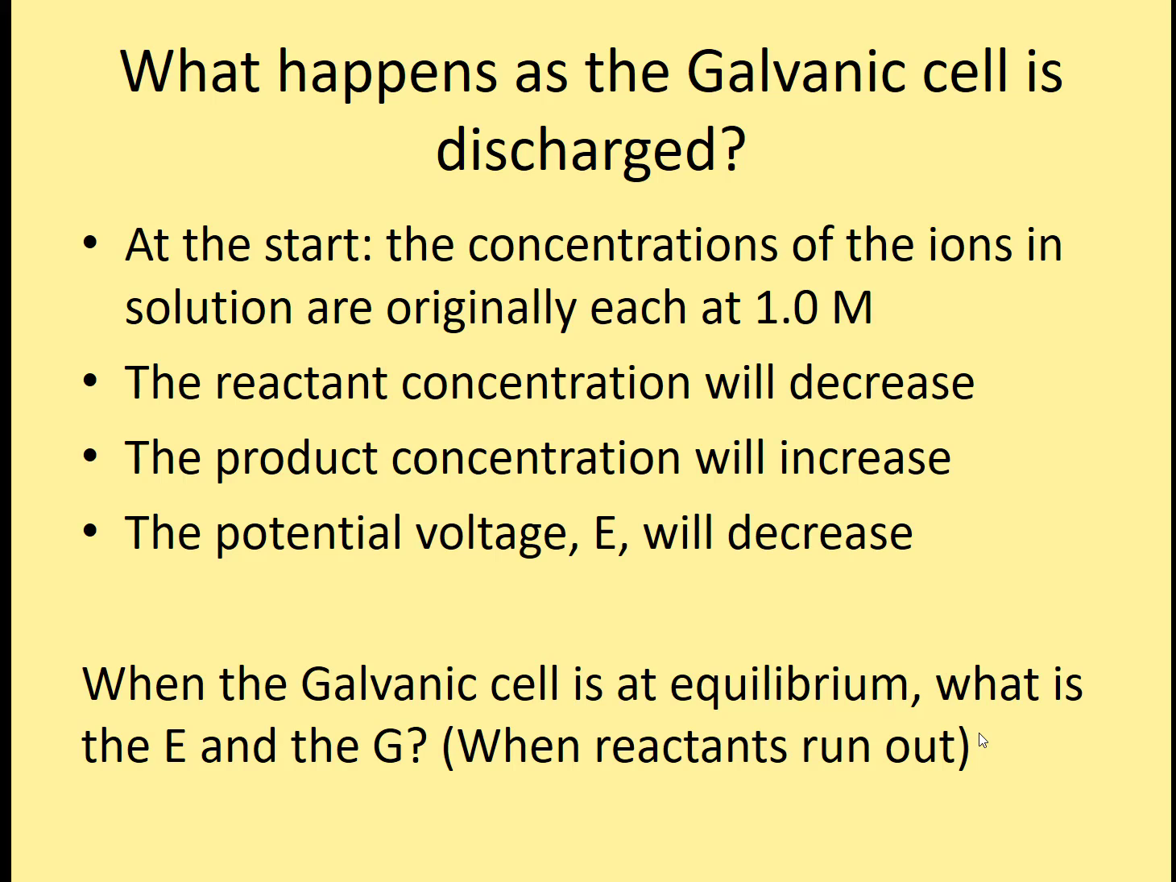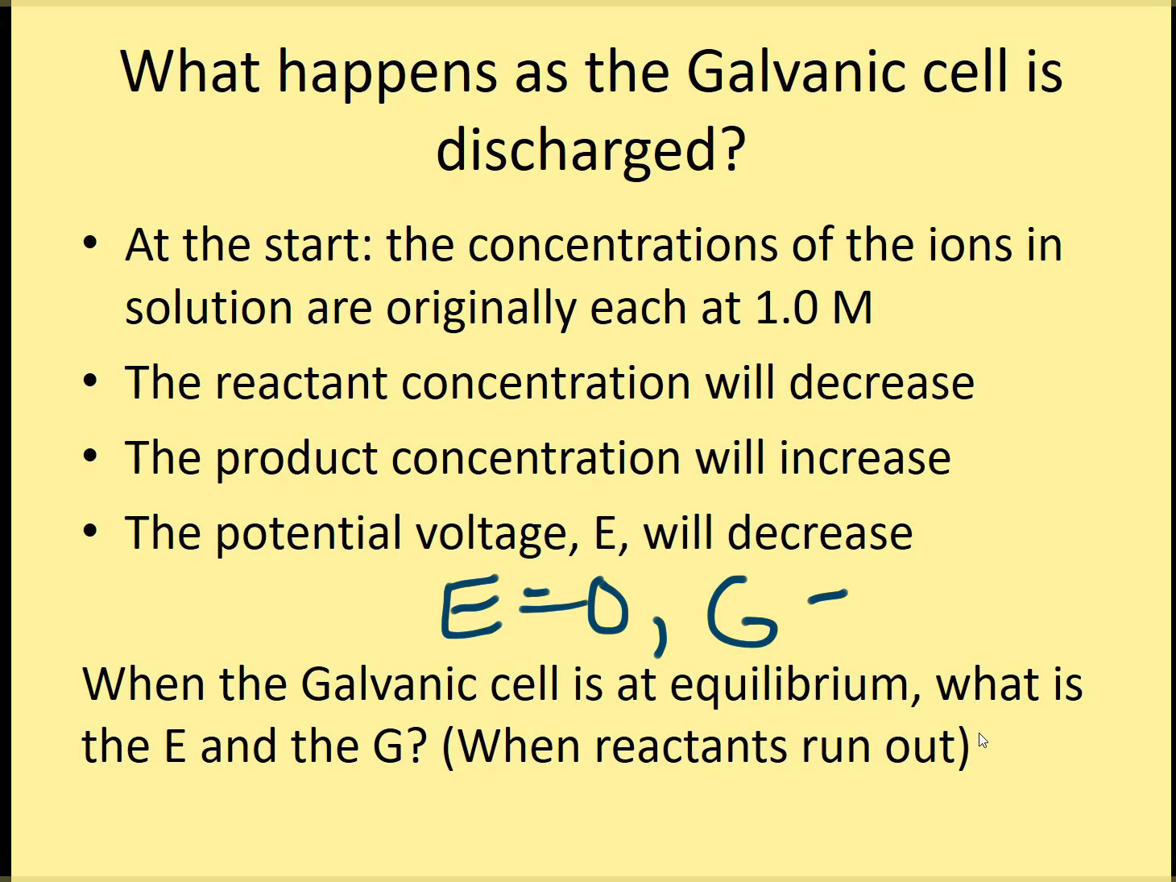At equilibrium, we call that a dead battery, so there's no more power flow. At equilibrium, the value of E would be 0, and the value of our free energy, G, would also be 0. Remember, G is 0 whenever you're at equilibrium. So the galvanic cell is never at equilibrium until it is a dead battery, until it runs its course. Then it is considered at equilibrium.